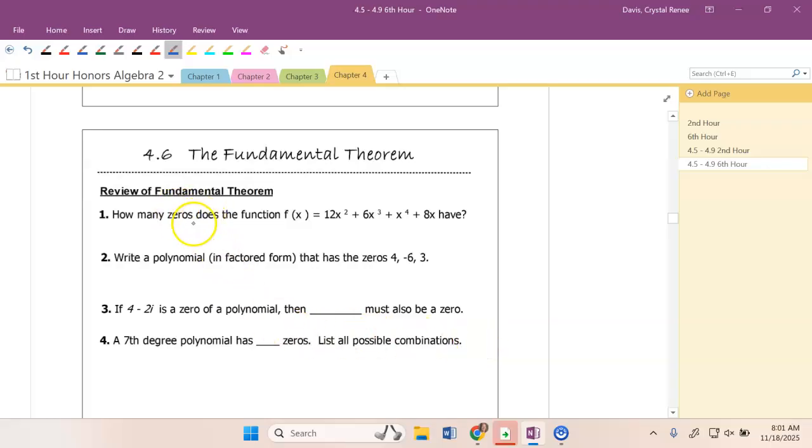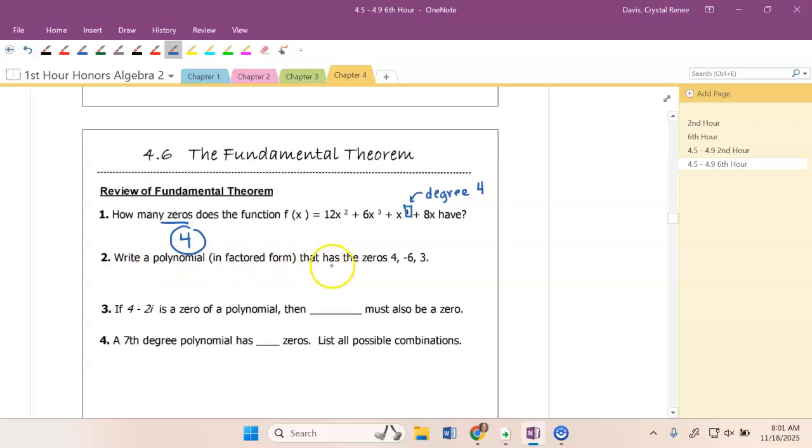Okay, so just a couple things that we're going to go over first. How many zeros does a function have? Remember, the function has the same number of zeros as the degree of the function. If we were to put this in standard form, which it's not right now, you would see the degree of the function is 4. Therefore, when it says how many zeros, we know that it has 4 zeros, because the degree of the function and the number of zeros will always be the same.